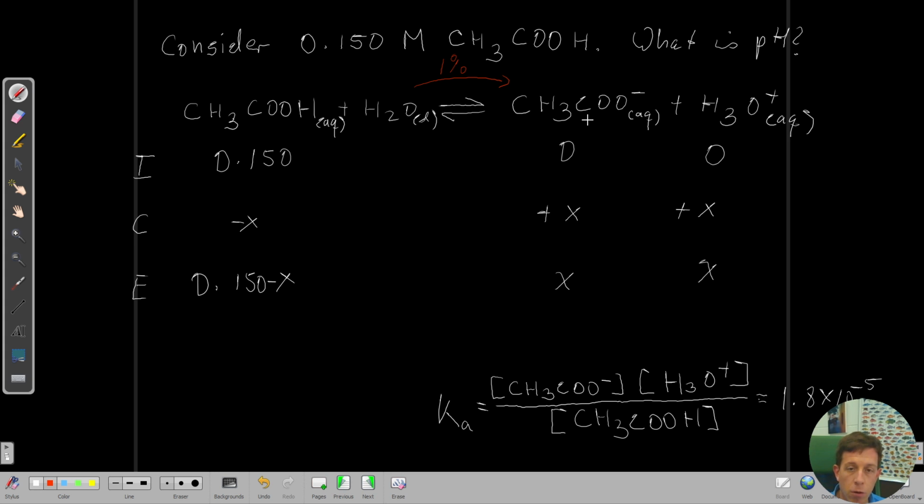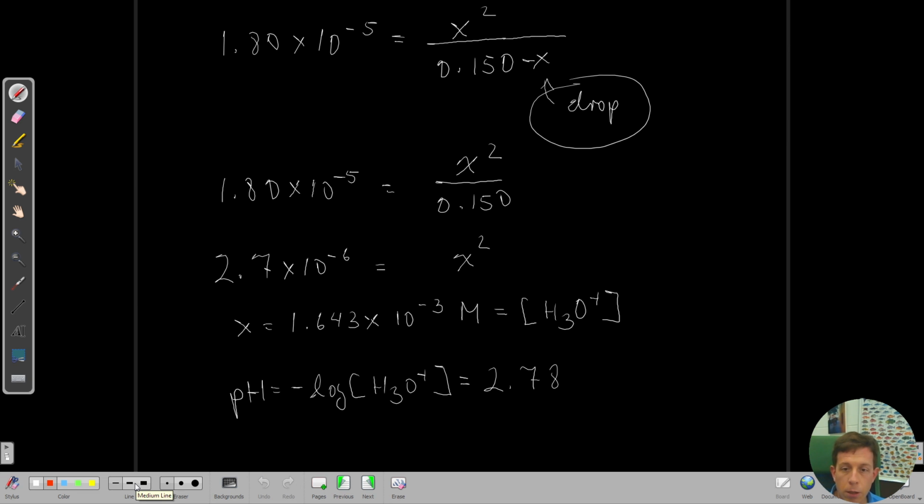Contrast that with a strong acid, where this is a 100% reaction, and the pH of 0.150 molar hydrochloric acid is below 1, versus the pH that we calculated here, which is 2.78. So the pH is a lot higher with the acetic acid.